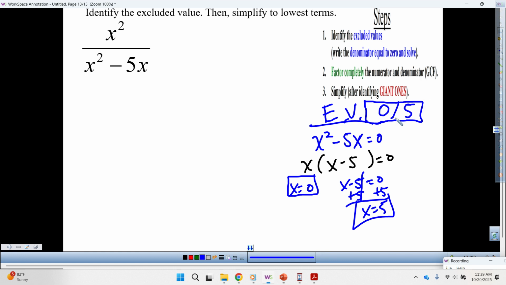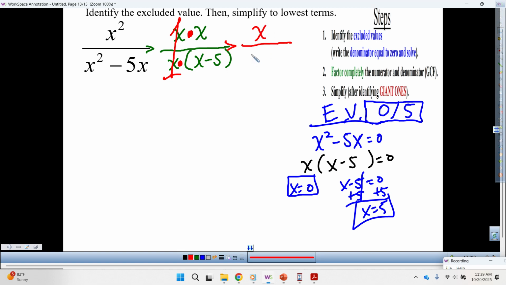How are we doing? All right, so we're done with excluded values. Let's go to simplify. Factor completely. The numerator, how do we write the numerator in factored form? X times x. How about the denominator? What is our GCF for the denominator again? X. That leaves us with x minus 5. All right. Is there multiplication here? Yes. How about here? Yes. So, what's our giant 1? 1x. And that leaves us with x over x minus 5.